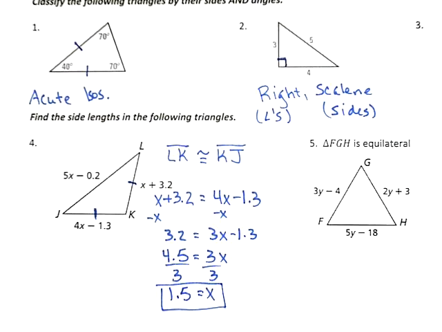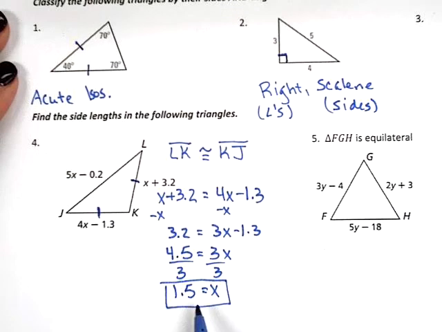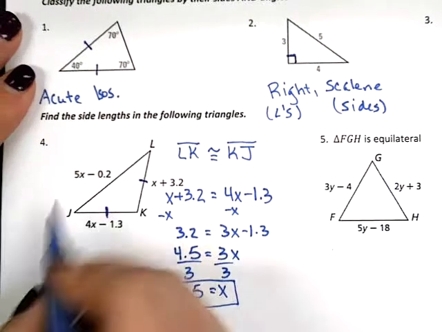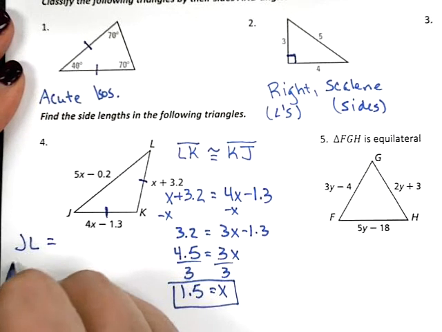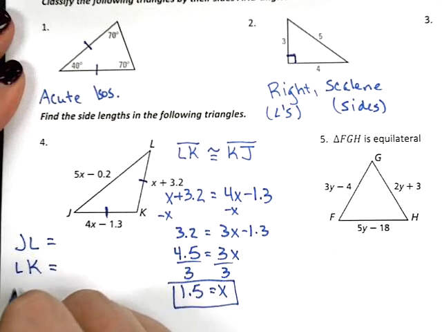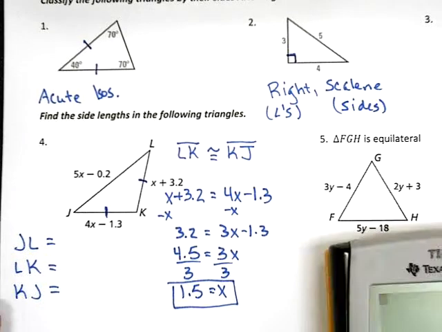Okay, so that's not what it asked for though, right? It asked us to find the side lengths in the following triangle, which means I have to take that x value and plug it back in. So I'm going to need to figure out how long is JL, how long is LK, and how long is KJ. All right, so grab out your calculators, and we want to plug those in real quick.